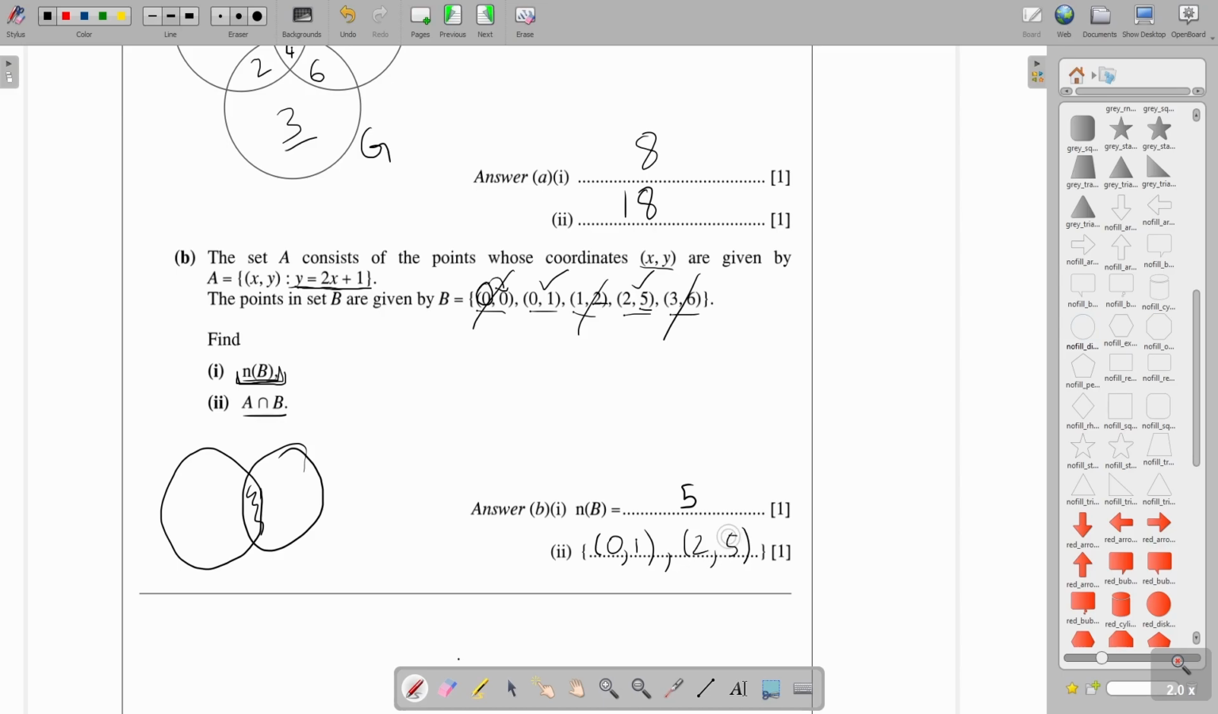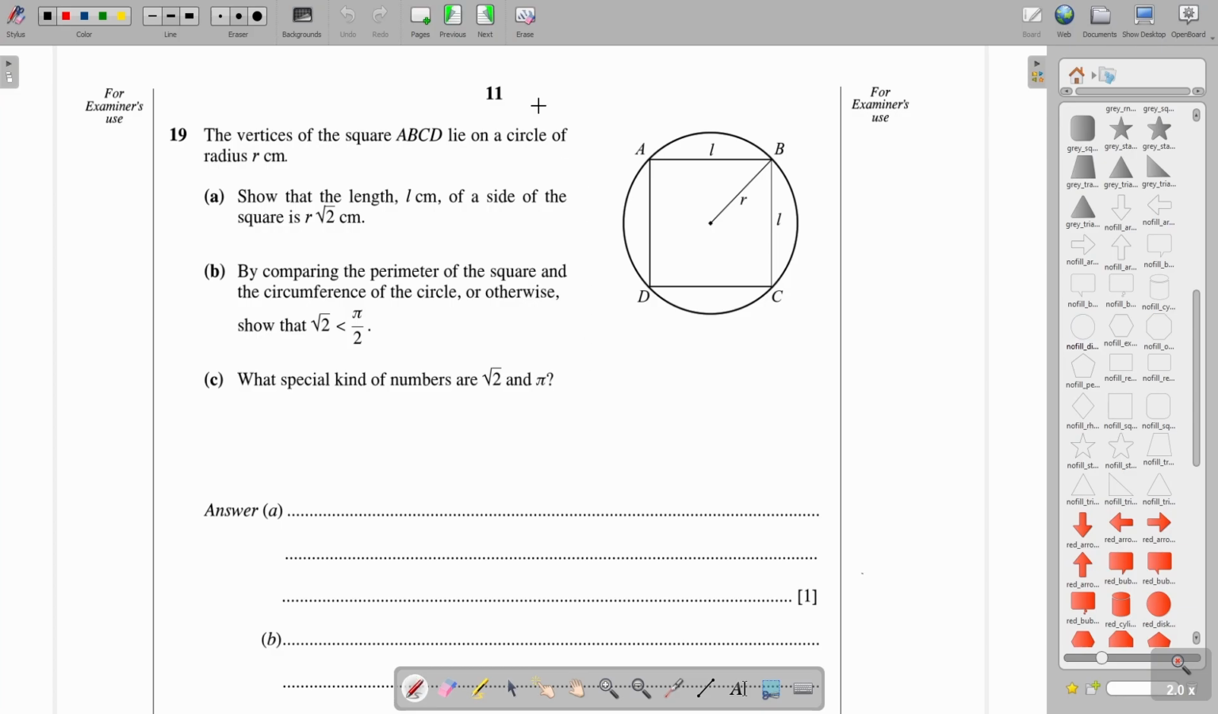A good time for question number 19. The vertices of the square ABCD lie on a circle of radius r centimeters. Show that the length L centimeters of a side of the square is r square root of 2.